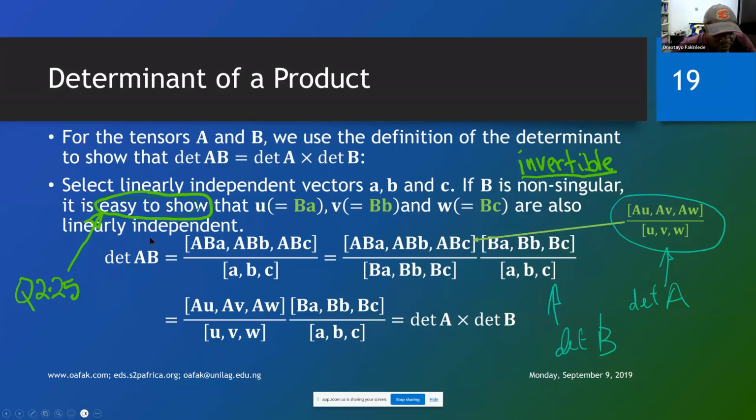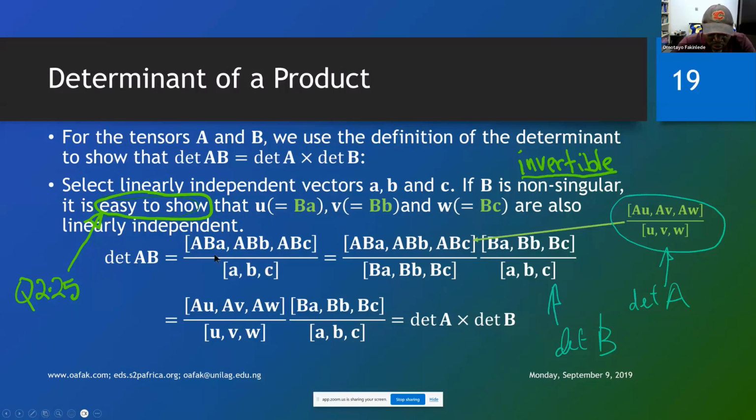So let us therefore write the expression for the determinant of AB. Determinant of AB is ABA, ABB, ABC divided by ABC. So you take the product, operate it on A. You first of all operate B, then operate A. Then you operate B, then operate A. Then you operate B, operate A. So that is what you get as ABA, ABB, and ABC. And then you divide it by the triple product of A, B, and C. If you do that, you have got the determinant of AB.